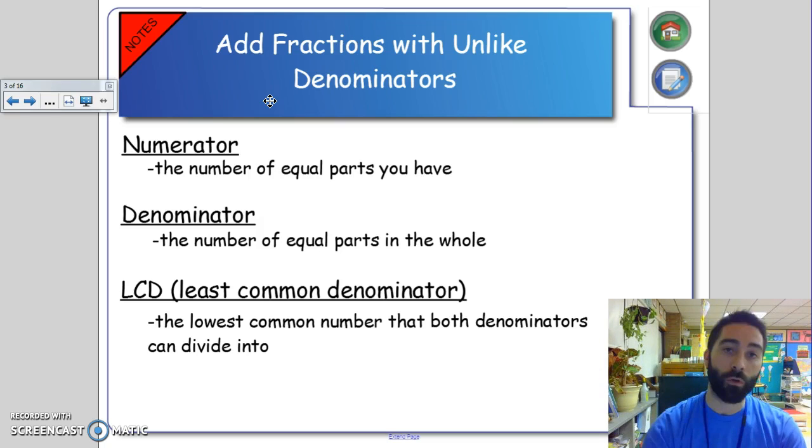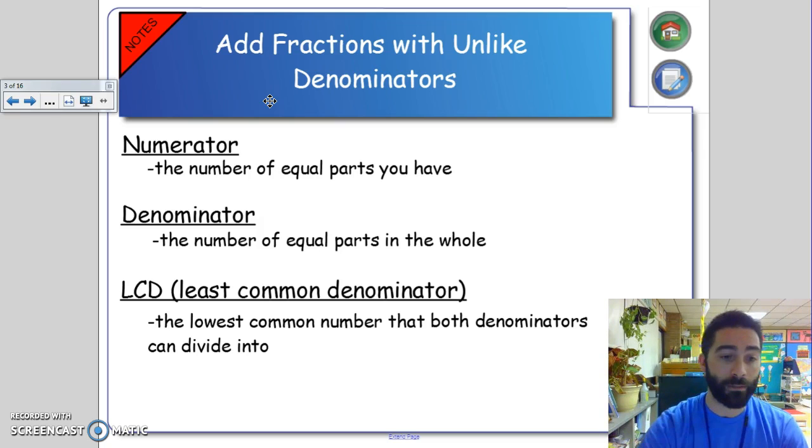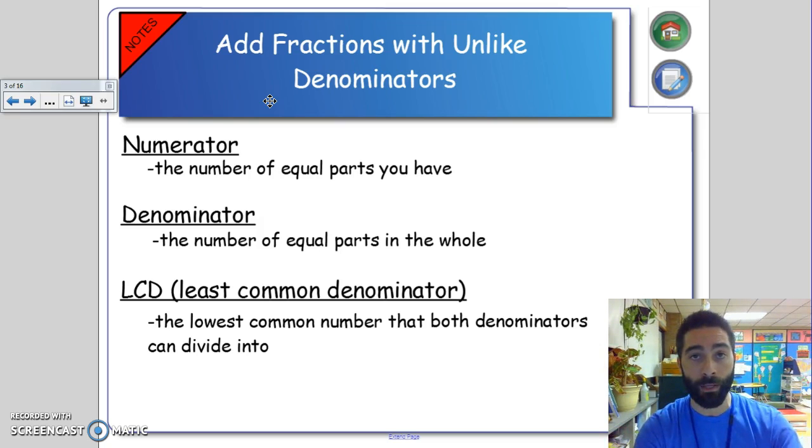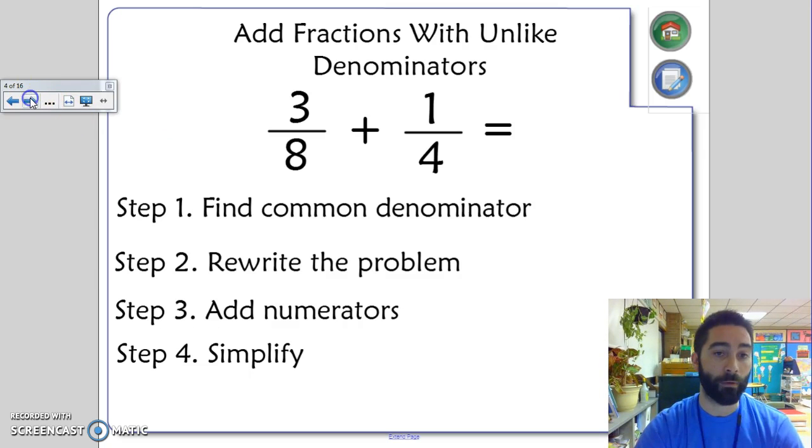So start off your notes with adding fractions with unlike denominators and write down your vocabulary of numerator, denominator, and LCD, which is new to you, the least common denominator. That's going to be something you're really going to need to focus in on. It's the lowest common number that both denominators can divide into, so it's the lowest number that both denominators share, so that way you can then add the fractions together. And we'll discuss that a little bit further.